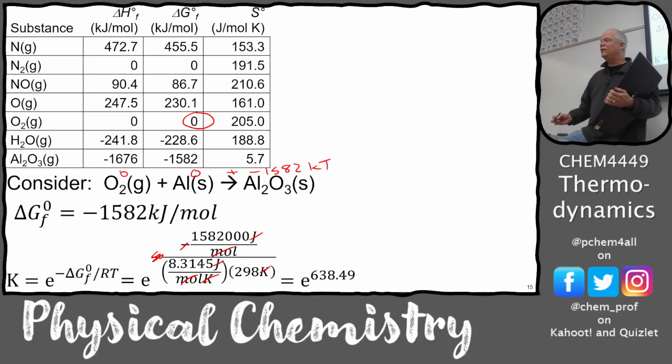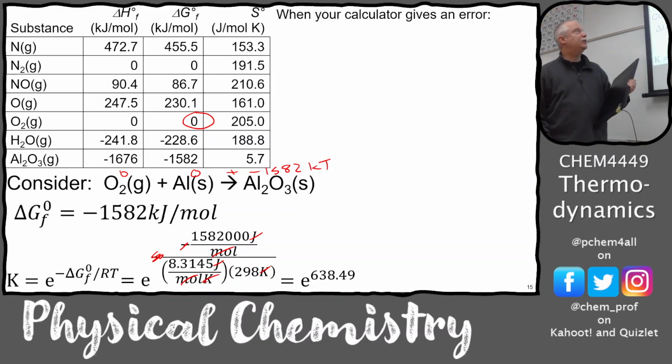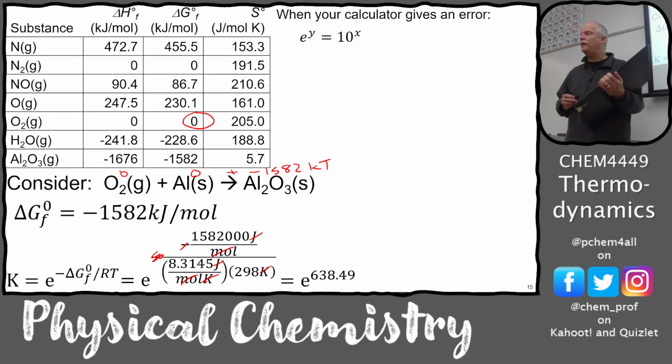Okay, because I don't want my equilibrium constant in terms of e to the x. I want it in the power of 10. I want to compare apples to apples when I'm looking at a table of equilibrium constants. So when your calculator gives you an error, this is what you do. Your algebraic skills are better than your calculator, believe it or not. So we have this situation: e to the y is equal to 10 to the x. And so how do we find the x?